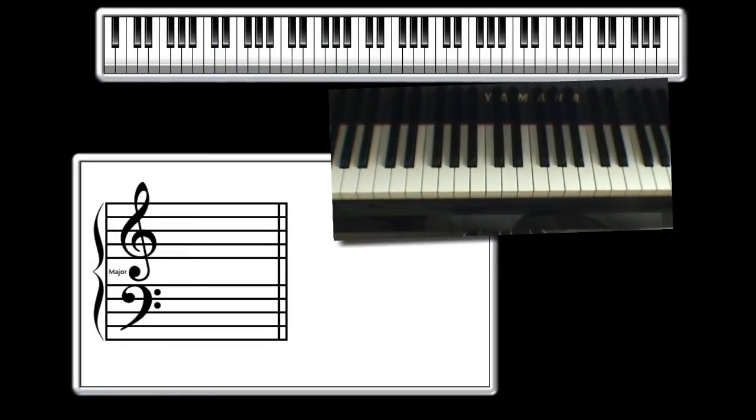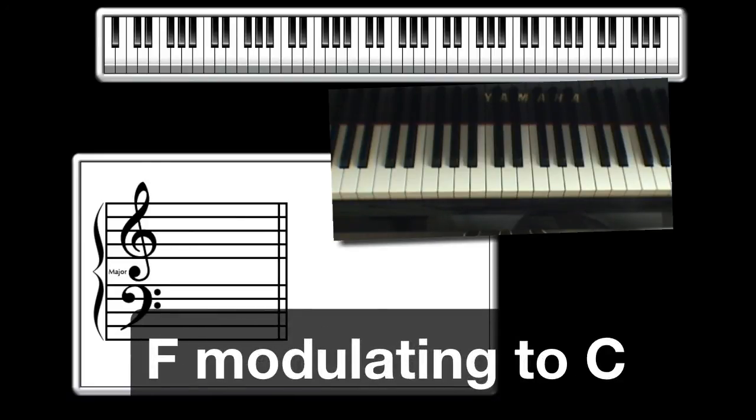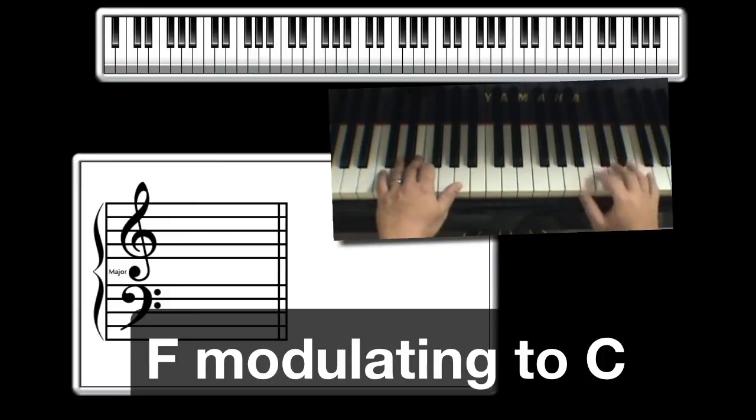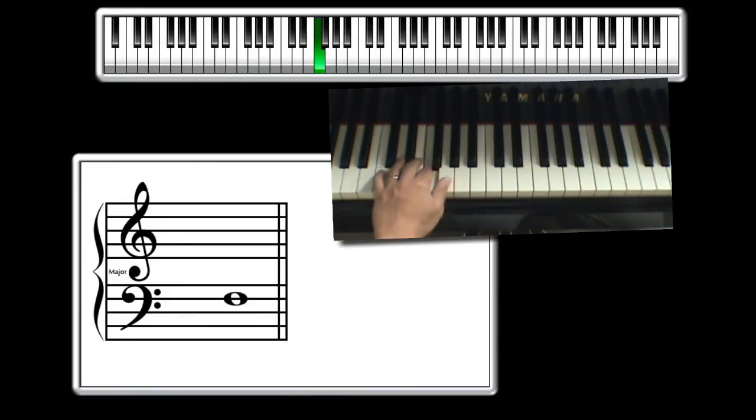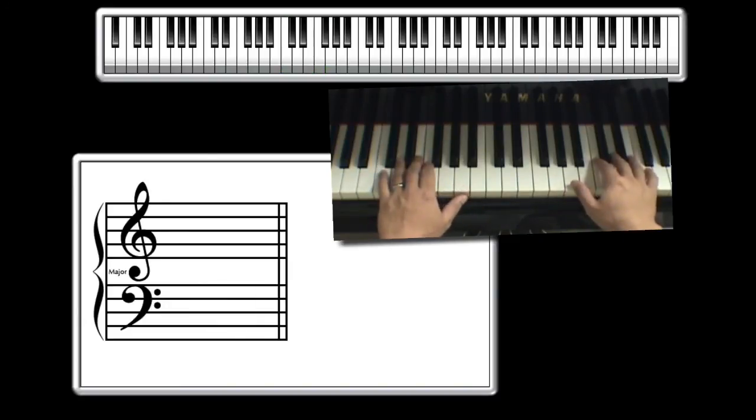Let me do the second one, which is F major, and this one modulates to its dominant of C major here. Again, make sure your bass line is in the right place. And then here's how F major to C major goes.